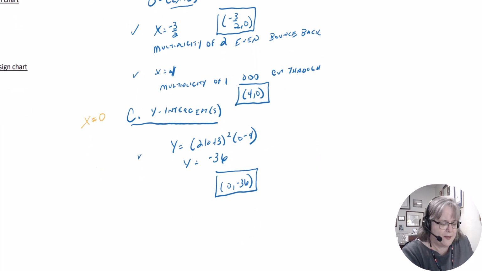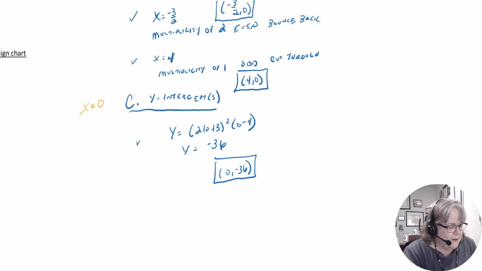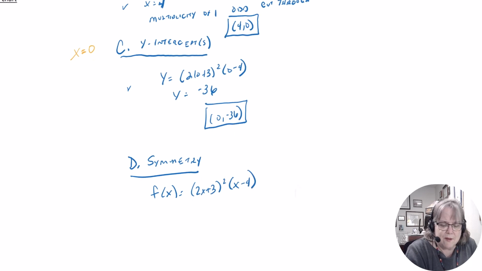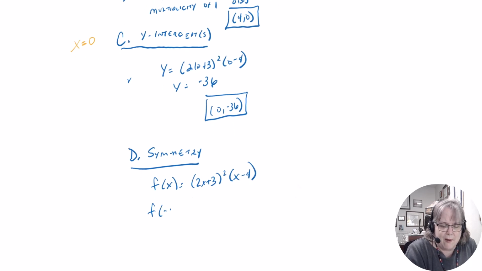All right. Now, here we go. So let's talk about symmetry. Again, your class may not care, but your class may. So we're going to put this in here. How do you find symmetry? You substitute a negative x in for x. So your original function was 2x plus 3 squared times x minus 4. So you substitute in the opposite, the negative of the x.